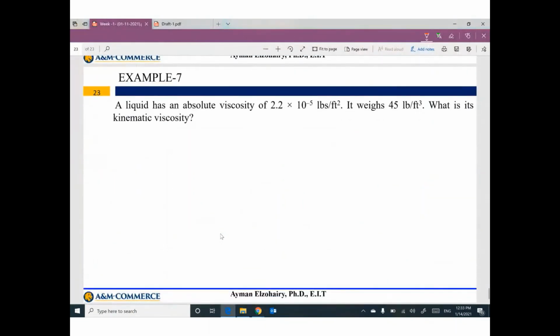The last example in this week: we have a liquid that has absolute viscosity mu equal to 2.2 times 10 to the power negative 5. It weighs 45 pounds per cubic feet. What is its kinematic viscosity? The raw value for this liquid is 45 pounds per cubic feet.